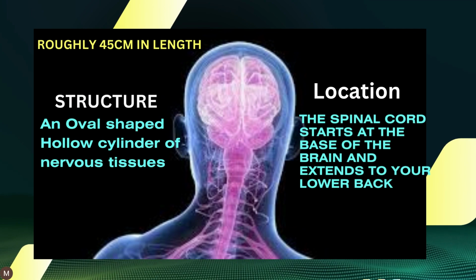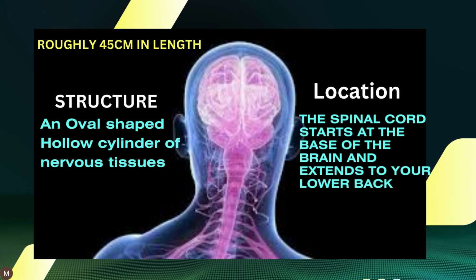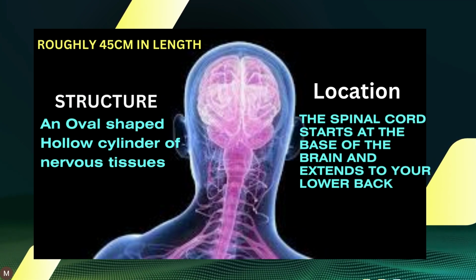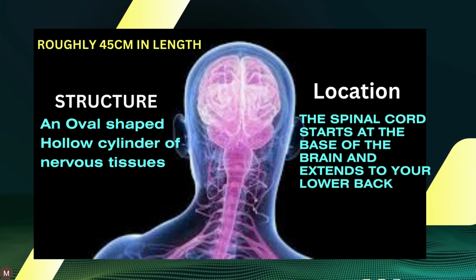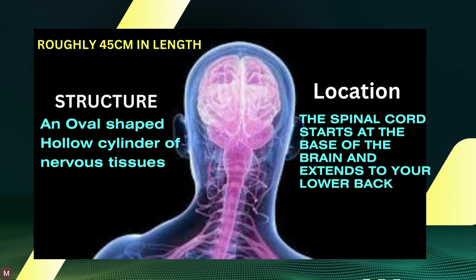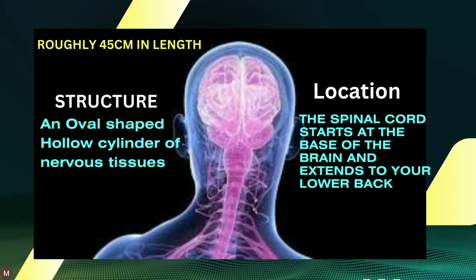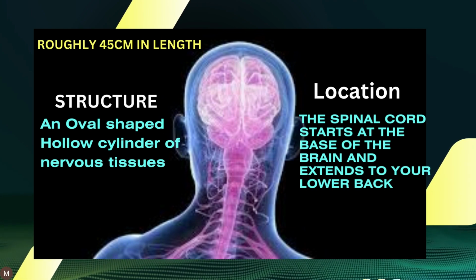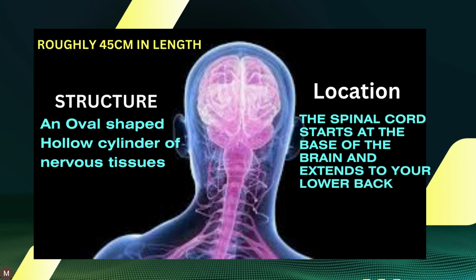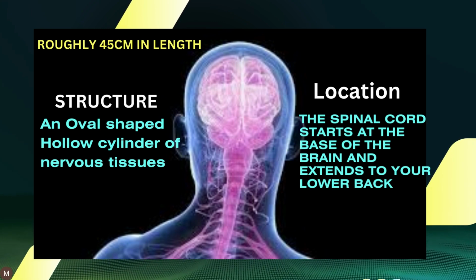So, the human spinal cord is basically an oval-shaped hollow cylinder of nervous tissue. This hollow cylinder is roughly 45 centimeters in length, and it starts at the base of the brain and extends to the lower back, and it is protected by the vertebrae of the backbone. 31 pairs of nerves originate from the spinal cord.